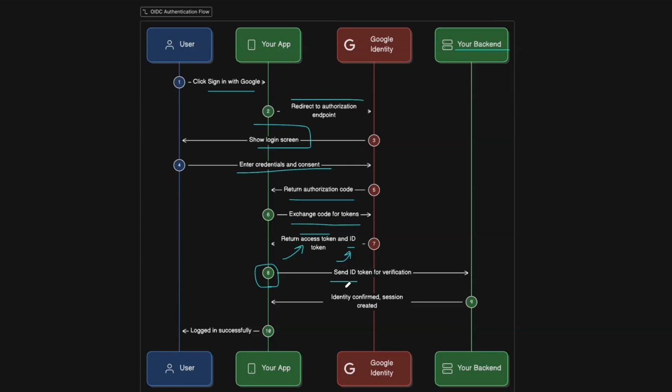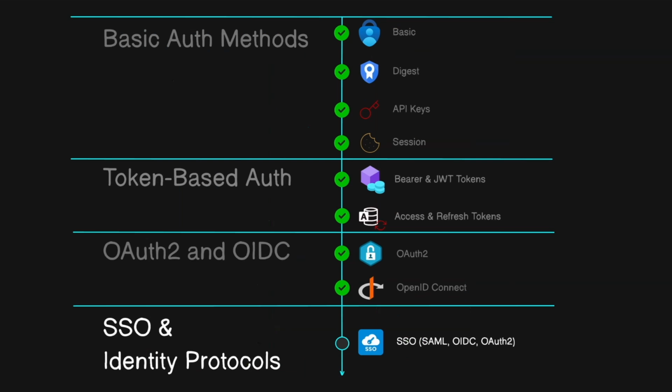And by having this ID token, your application can now create its own session and grant the access token for that user. This is a modern solution. It's secure and also scales well. And that's also why most applications nowadays use that type of authentication, like sign in with Google, GitHub, Microsoft, and so on. And lastly, let's cover single sign-on and identity protocols.